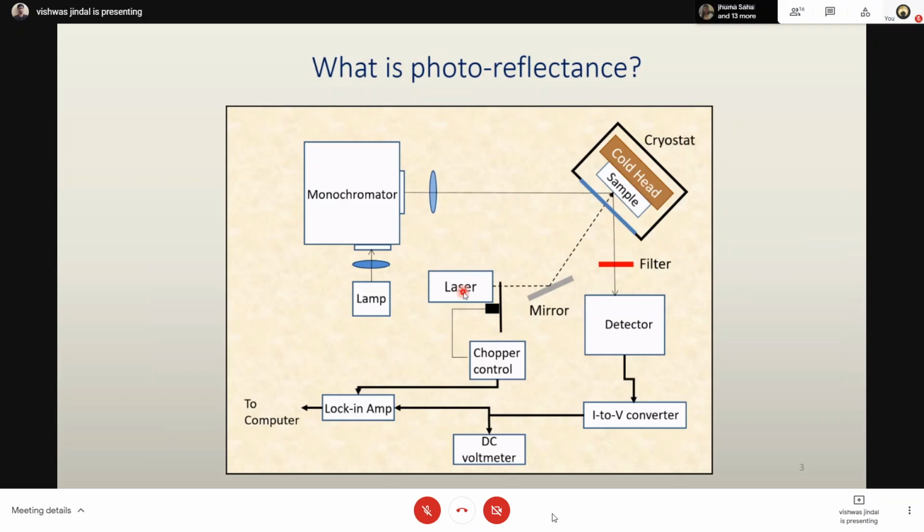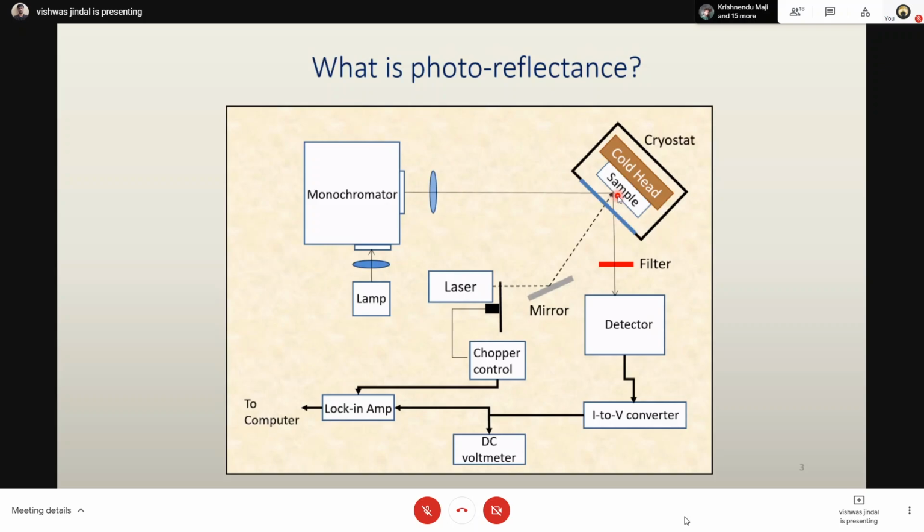So this laser is falling onto the sample, but this filter is avoiding any reflected light of the laser coming onto the detector. So we are not detecting the reflected laser. What it is doing is actually perturbing our sample because it's an intense source. It is disturbing our sample, and this probe beam is now measuring that disturbance.